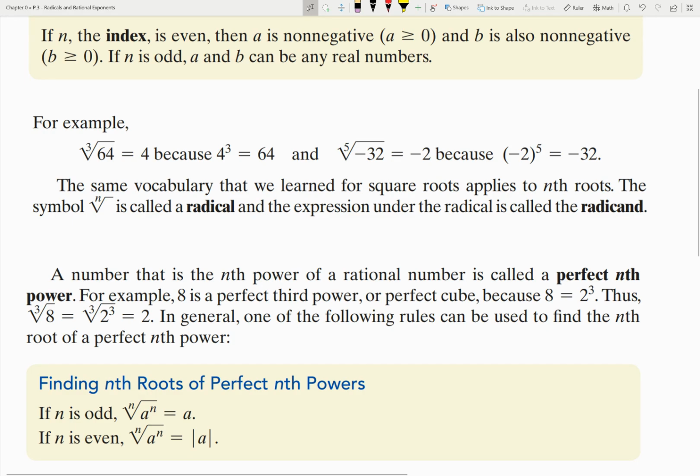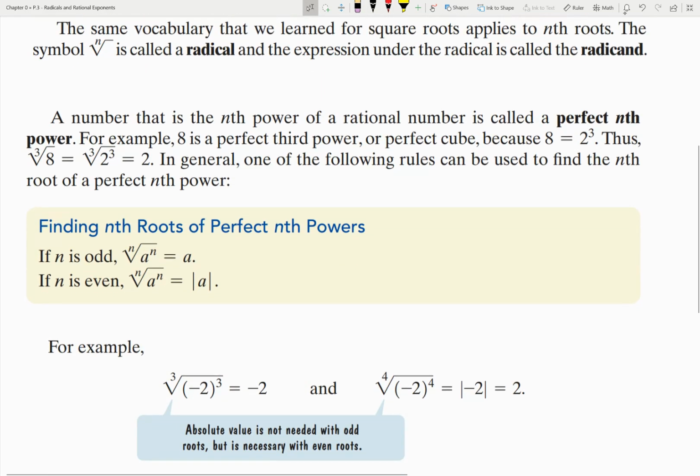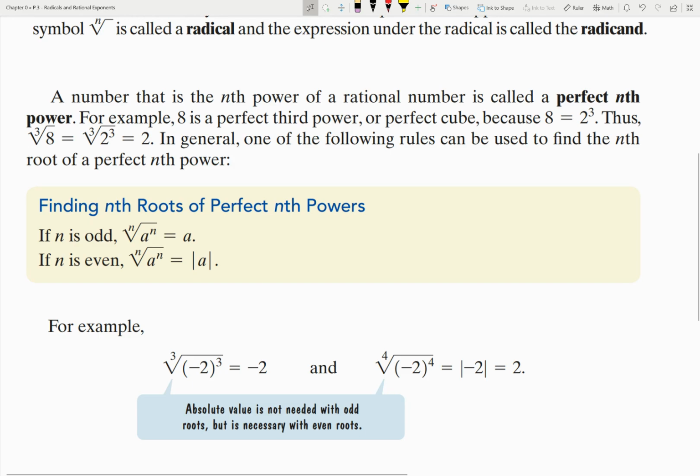Right? And it's the same vocabulary that we learned applies to these nth roots. The symbol is called the radical symbol, and the expression is called the radicand. Okay? And a number that is the nth power of a rational number is called a perfect nth power. Perfect square, right? Also leads to perfect nth power. 8 is a perfect third power or perfect cube, because 2 times 2 times 2 is 8.